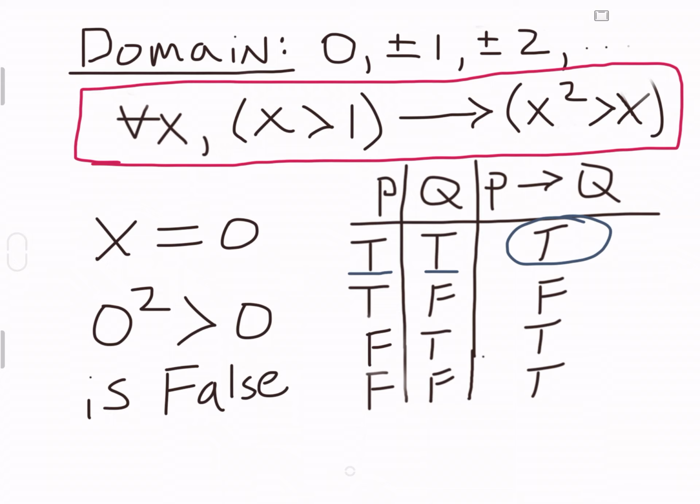But, and here's the key point, it's true that for x equals 0, 0 squared is bigger than 0 is false, right? Because 0 is not bigger than itself. 0 is equal to itself. So 0 squared bigger than 0 is false. That's absolutely correct. That's correct reasoning there. But that's not correct reasoning about the conditional statement.